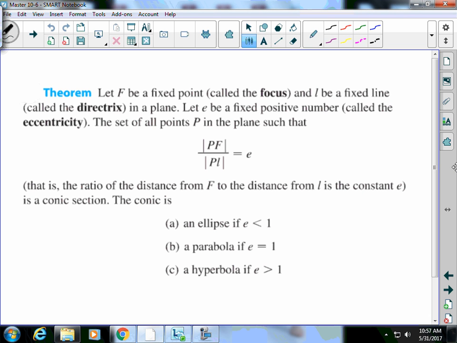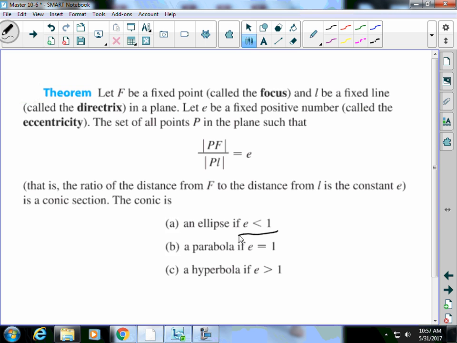It says let F be a fixed point called the focus and L be a fixed line called the directrix in a plane. Let E be a fixed positive number called the eccentricity. The set of all points P in the plane such that the absolute value of PF divided by the absolute value of PL is equal to E, the eccentricity. That is, the ratio of the distance from F to the distance from L is constant. What's important is that you need to memorize this.